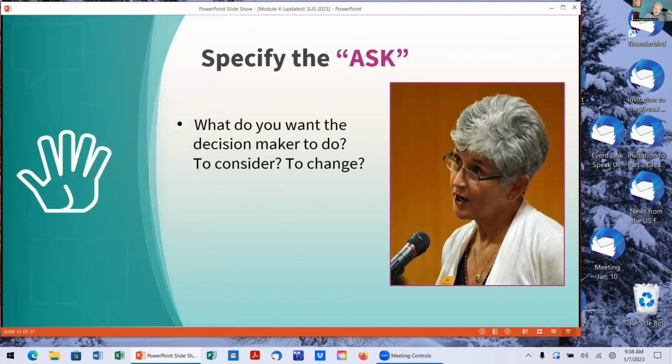And finally, you're going to specify the ask. As you close your written statement, you're going to tell the commissioners exactly what it is you want them to do or to consider or to change, or how you want them to vote. You want to be sure to close your statement, leaving them with the ask. And in that concluding statement, you want to acknowledge them for the difficult task that they have ahead and thank them for their time.